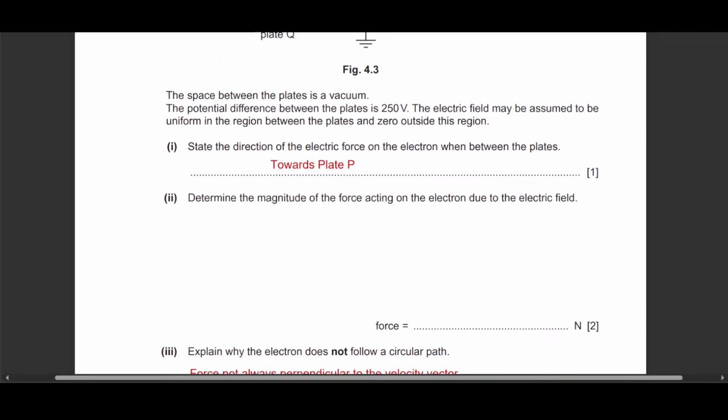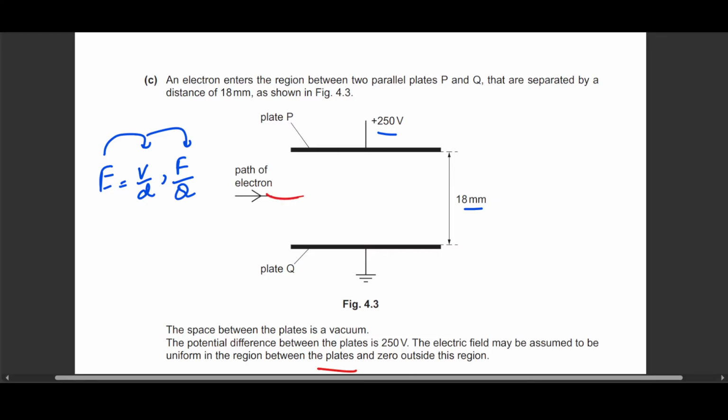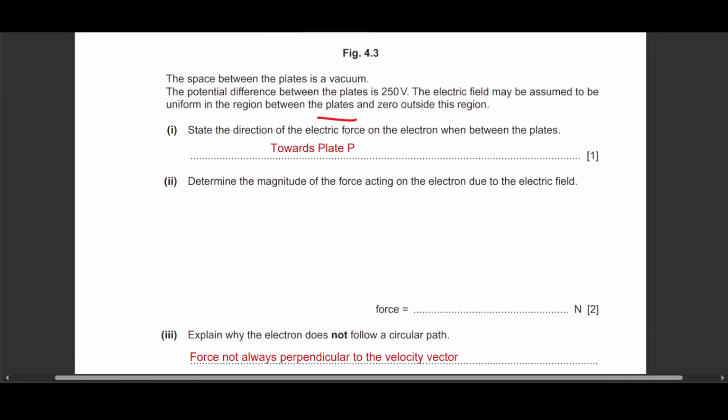So he says, state the direction of the electric force on the electron. It is towards the plate P. It is going to experience a force in the upwards direction. Why? Because the positive plate is upwards and the negative plate, or 0 volt, is on the downward side. Electrons are negatively charged and the plate has a positive potential. So as soon as it enters at this location, it will experience a perpendicularly upwards force towards plate P. That's why don't write down upwards or downwards, write down which plate it is going to be pushed towards.